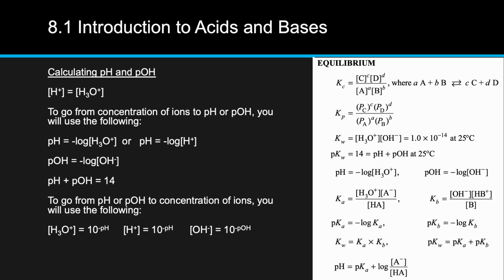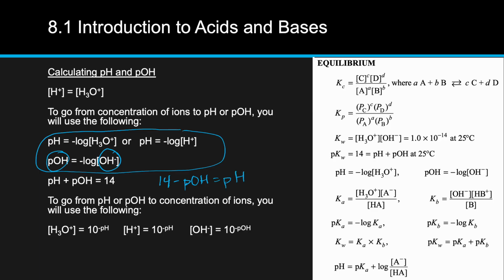So if you are given concentration of an ion, either H plus, H3O plus, or OH minus, then you can use our equations here to solve for pH or pOH. So it's essentially just going to be taking the negative log of that concentration, and that's going to give you pH or pOH. Remember, if you are given concentration of hydroxide ions, but you want to solve for pH, first you're going to take the negative log of that to get pOH. Then you're going to take 14 and subtract your pOH, and that's going to give you your pH.